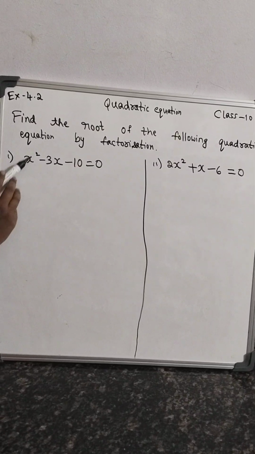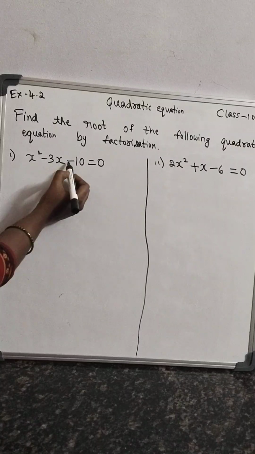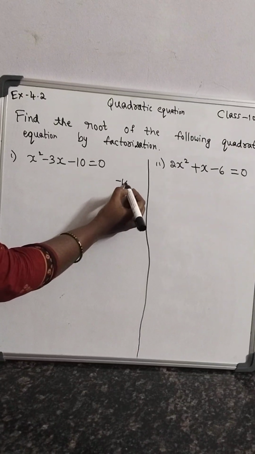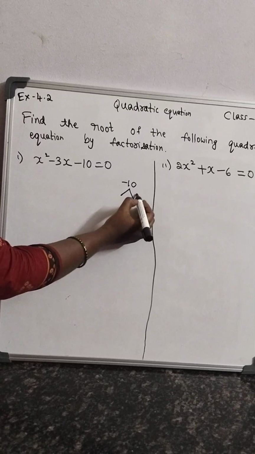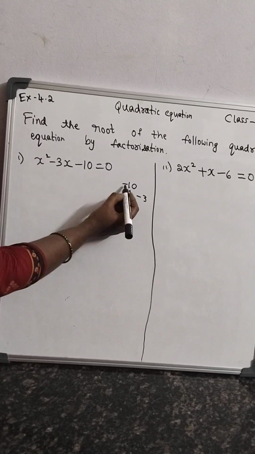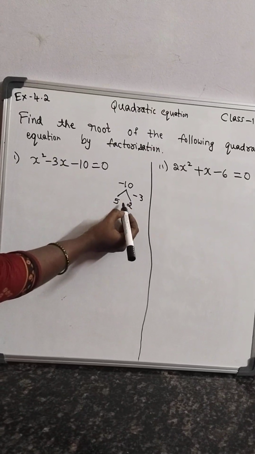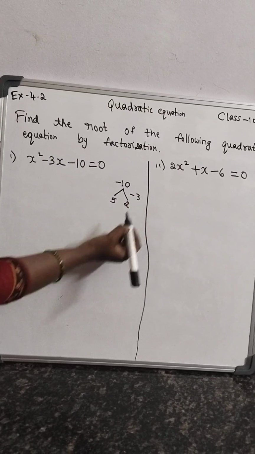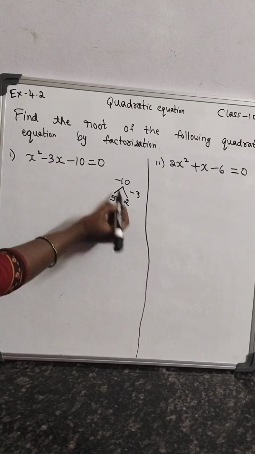The first problem is x square minus 3x minus 10 is equals to 0. First you have to split minus 10 into two numbers. When you add or subtract, you have to get minus 3. That is the coefficient of x. So minus 10, 5 2s are 10, and when you add or subtract, you should get minus 3. Since you have minus here, when you multiply, you should get minus.